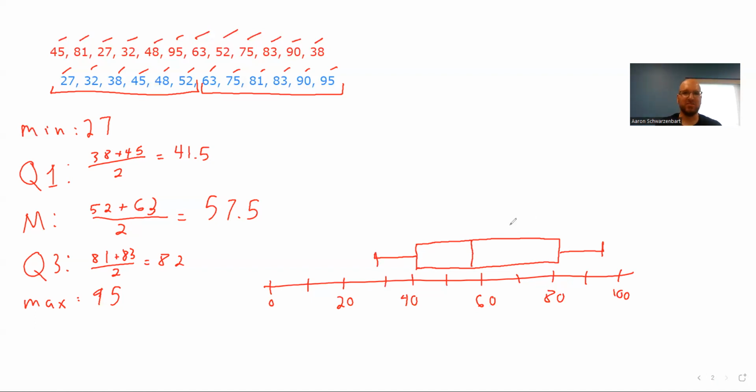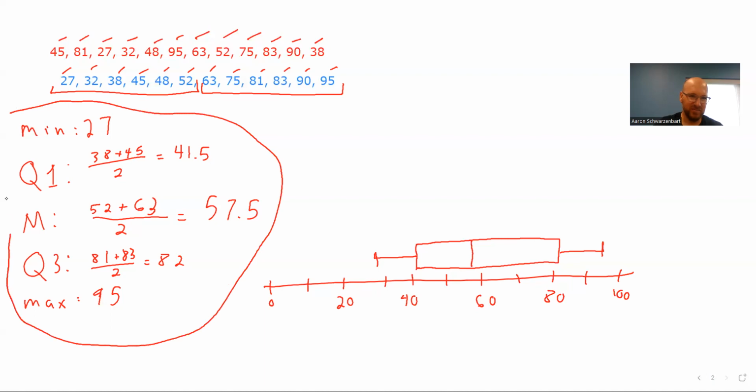This is my box and whisker plot. This right here is called my 5-number summary. Min 27, Q1 41.5, median 57.5, Q3 82, max 95.